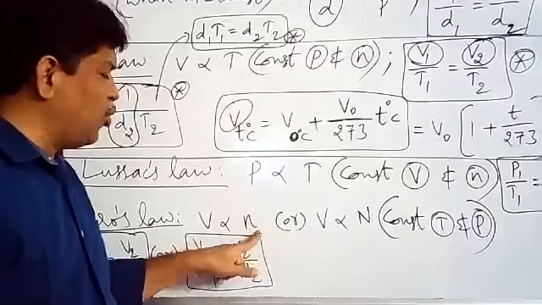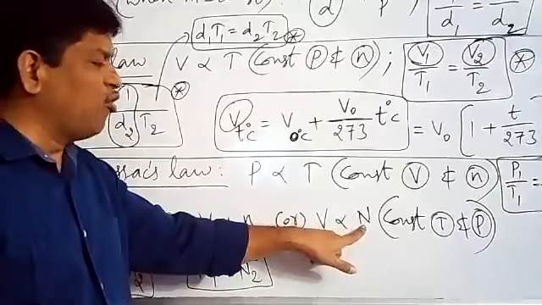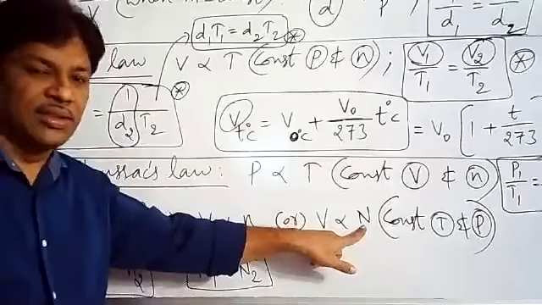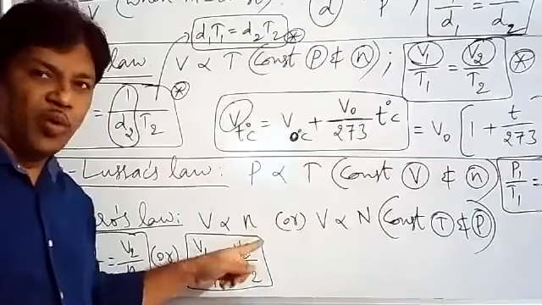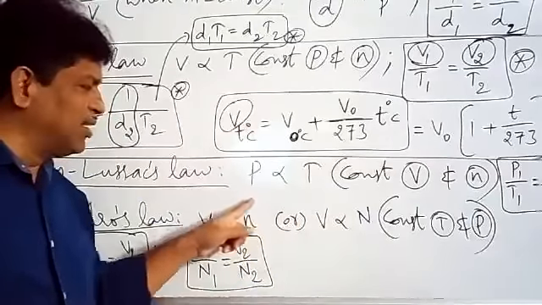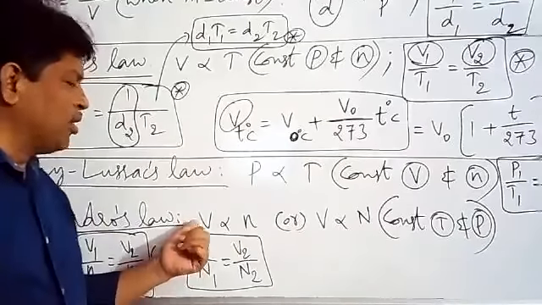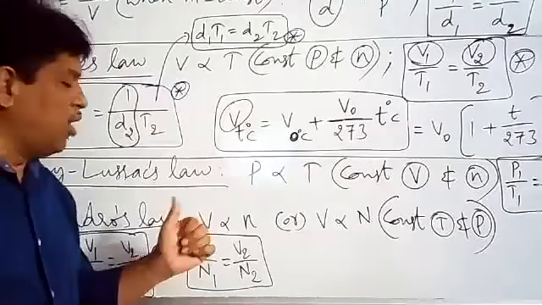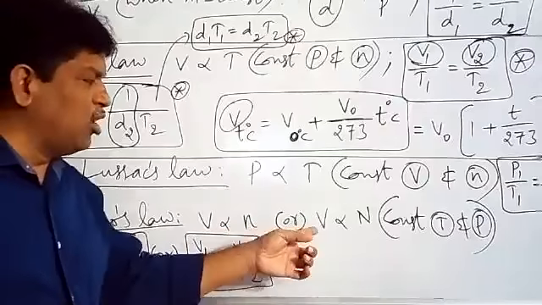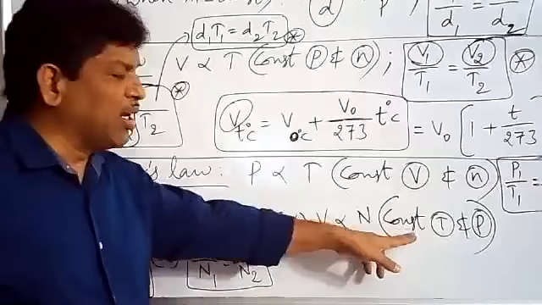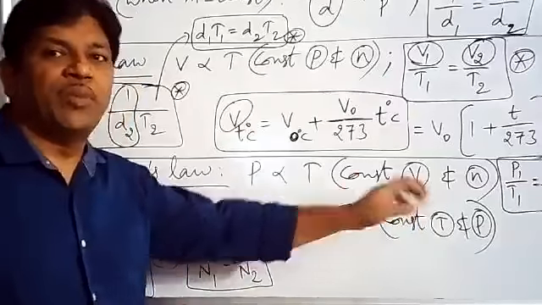That means when the number of moles increases, the number of molecules also increases. Capital N indicates the number of molecules. Small n indicates the number of moles. So when the number of moles and molecules increase, the volume also increases. So volume and number of moles, and also volume and number of molecules, are directly proportional under similar conditions of temperature and pressure.